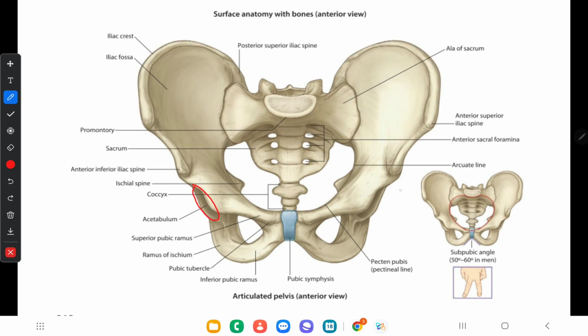There are two acetabular foramina in the two hip bones, here is one, here is one. The acetabulum or acetabular cavity faces downward, forward and laterally. Then the other feature is the pubic bone, which faces forward and medially above the acetabulum.